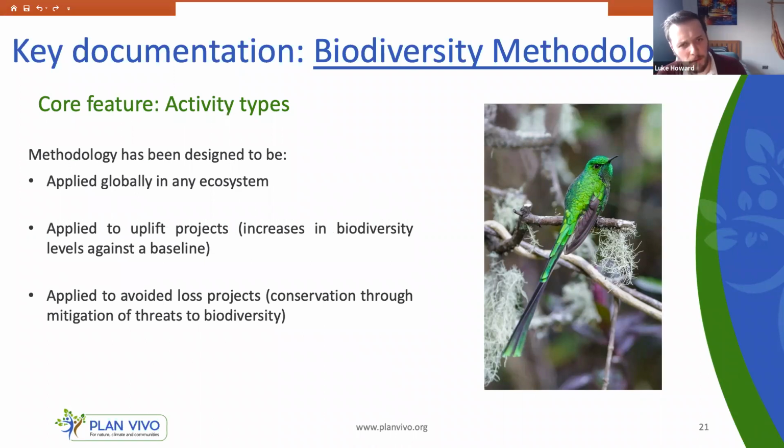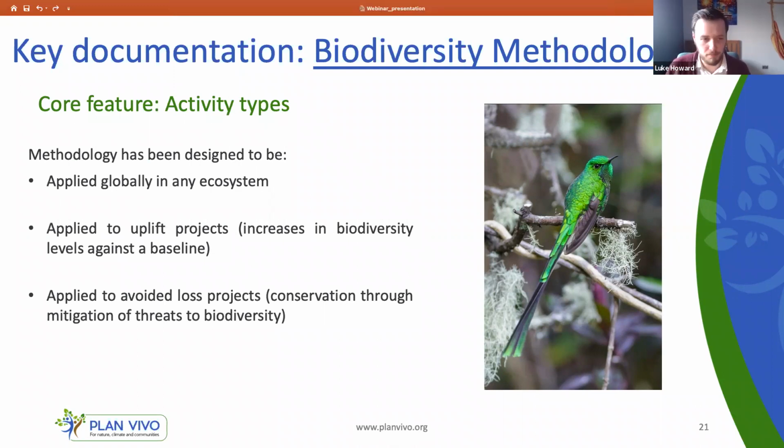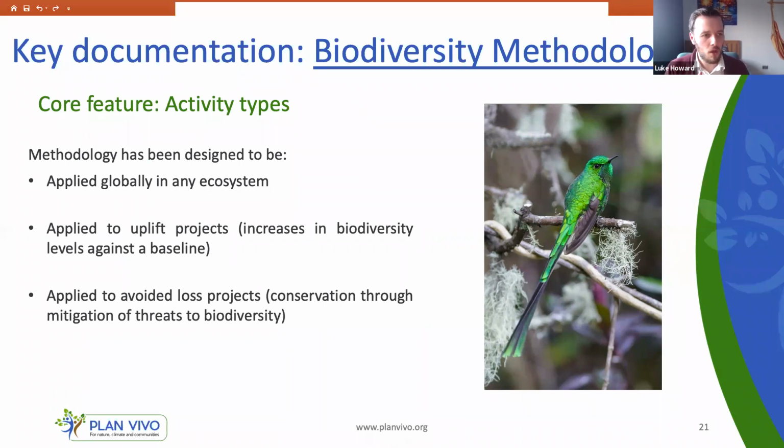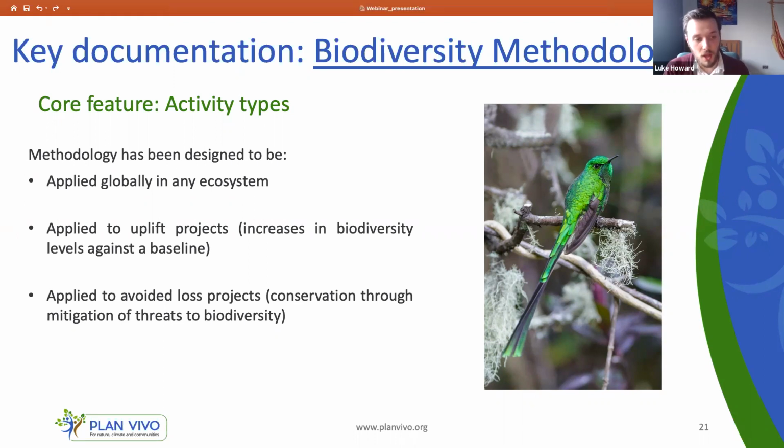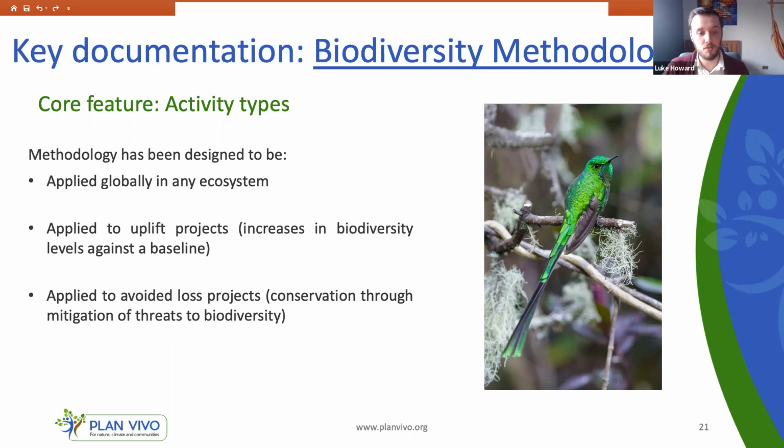So where can this biodiversity methodology be applied, and where can these projects be applied under the PV Nature? Well, the idea and the benefit of this methodology is that it has the flexibility to work on a global level in any ecosystem. Well, this is how it has been designed. And we want it to work for projects that are, we call them uplift projects, so those that increase biodiversity levels against the baseline, or avoided loss projects, those that conserve biodiversity through mitigating threats to that biodiversity.